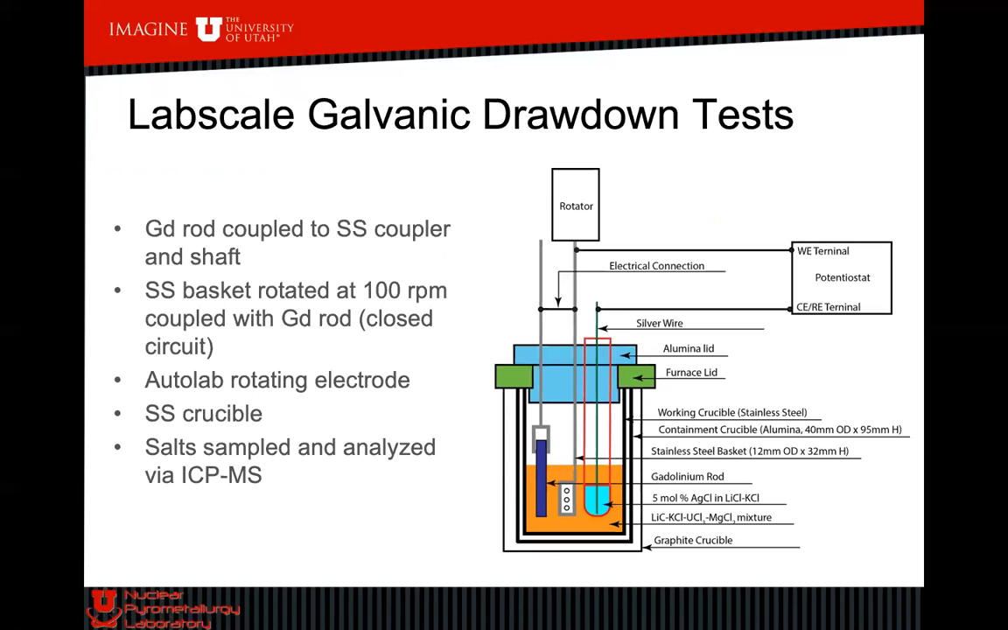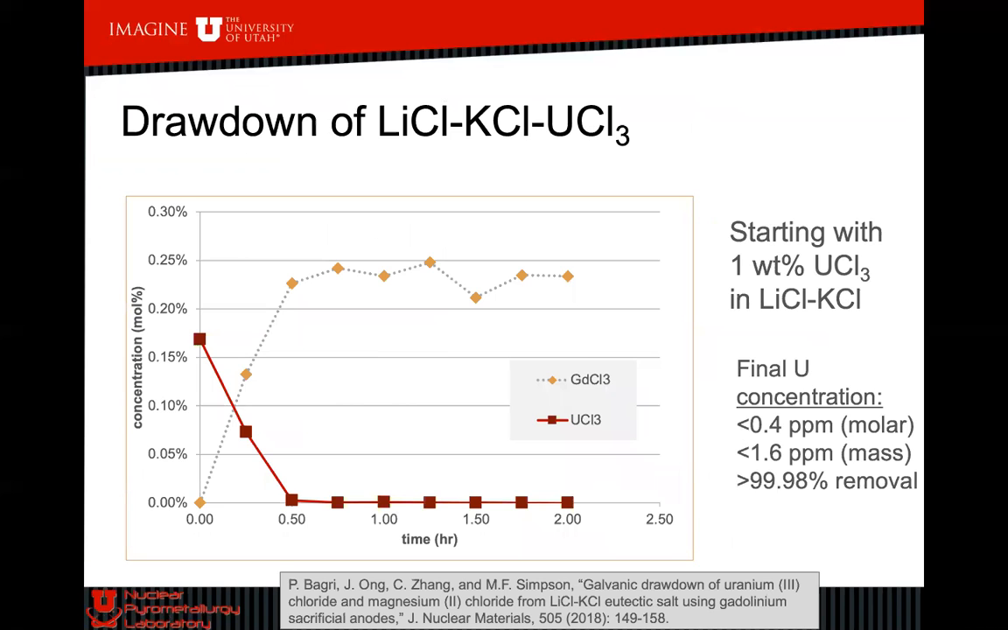We did the experiment. This is what our cell looked like. And there's the data. So let's look at the red curve. The red curve shows the concentration of UCl3 as a function of time. In half an hour, we basically got all the uranium out of the salt. The orange curve is the buildup of gadolinium, which we'd expect. After running this for 2 hours, we were actually below the detection limits for uranium. I've never cleaned uranium out of the salt so well as this process did.